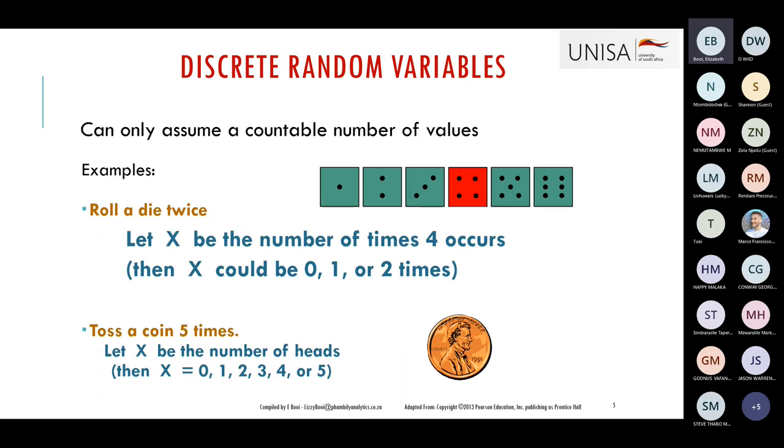So a discrete random variable can only assume countable values. For example, if I roll a die twice, let X be the number of times four appears. Okay, so I roll a die, I can roll it and no four appears, that will be zero. I can roll it and it appears once or twice or three times or four times, depending on the number of times that you are rolling that die. Or if I toss a coin five times, let X be the number of times it lands on a head, and it can be 0, 1, 2, 3, 4, or 5, and so on.